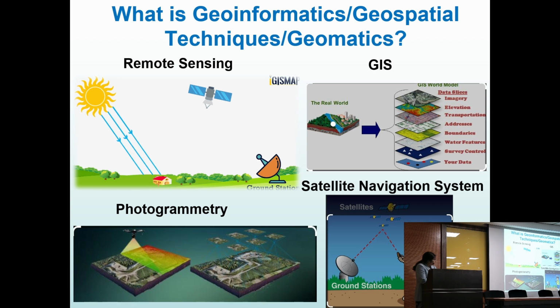In the case of GIS, everything which is there in the real world is represented as a different layer. We will discuss in detail what those things are and how we represent them. So the third domain is photogrammetry.